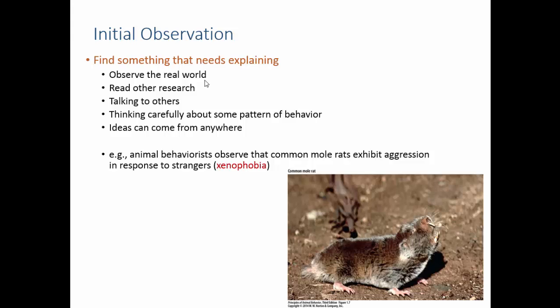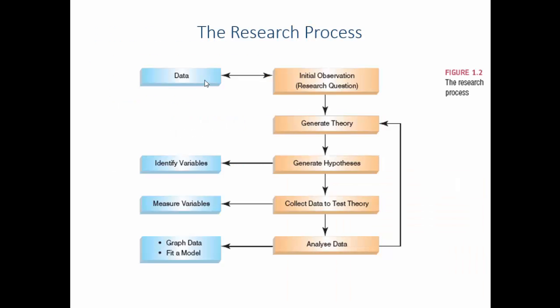To give you a real research example, you're looking at a common mole rat. An animal behaviorist observed that common mole rats exhibit aggression in response to what they eventually found out were strangers. So at least eventually this behavior was labeled xenophobia. Phobia meaning fear. Xenophobia means fear of strangers. It's aggression towards strangers. So you're looking at an aggressive stance. He's saying, step the hell off, stranger mole rat. So that was just step one, just initial observation, getting a research question, an idea for research, something you think needs explaining.